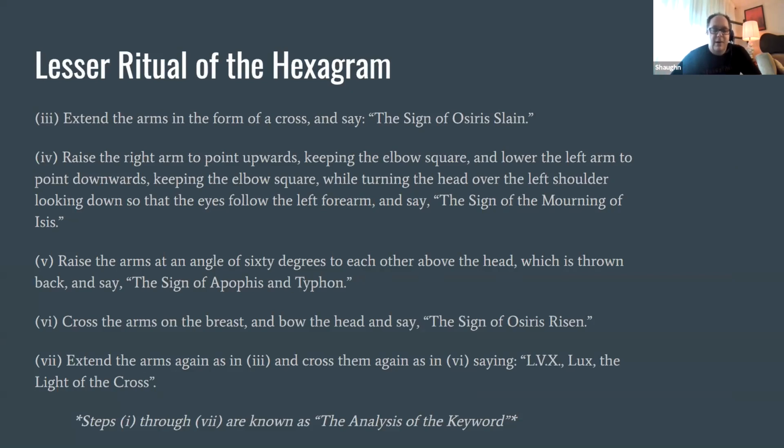Cross the arms on the breast and bow the head and say the sign of Osiris risen. And then finally, you extend your arms again and then cross them again, saying LVX, Lux, the light of the cross. And this portion of the ritual is known as the analysis of the keyword, and it comes from a Golden Dawn ritual, the hexagram ritual, but I think it was first introduced in the 5=6 degree. I'm not 100% sure on that, but yeah.